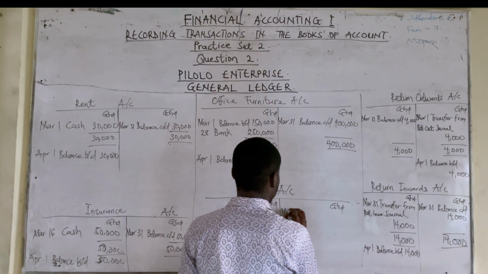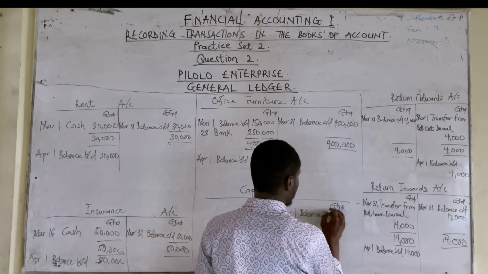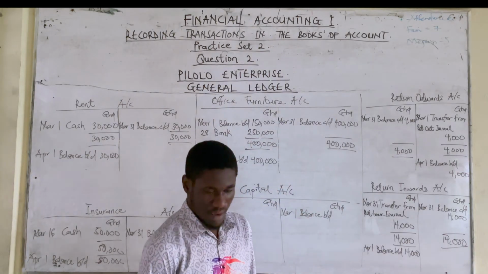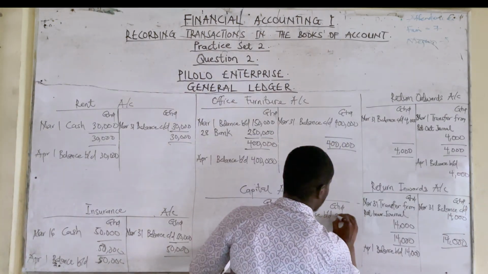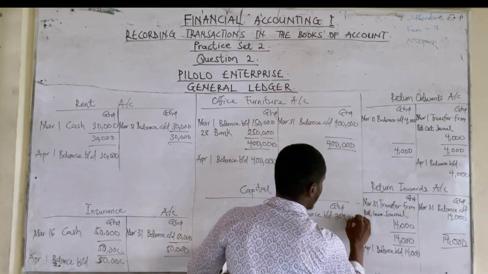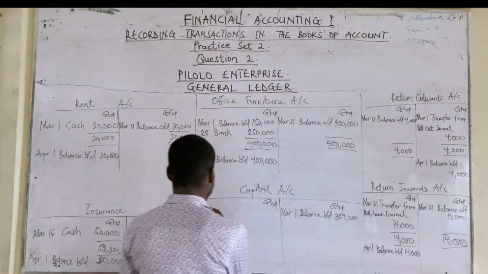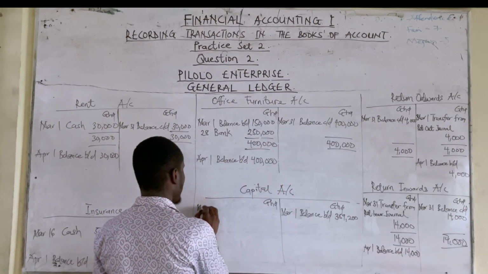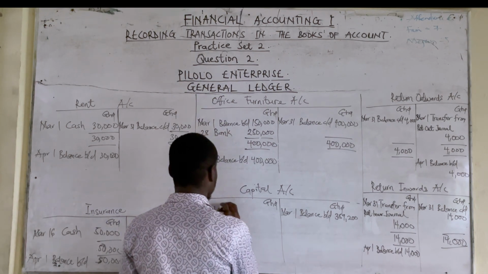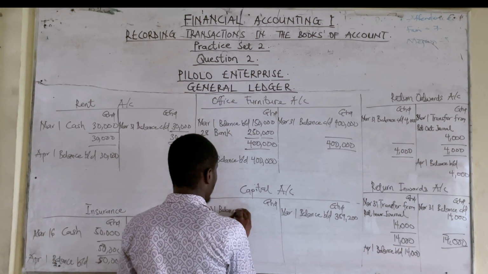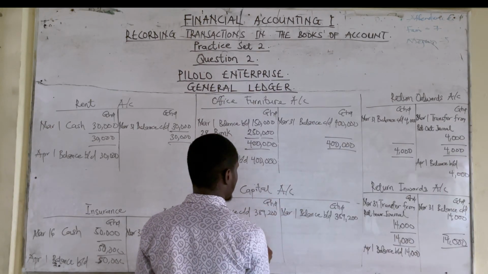So balance BD. The capital amount that we had was 389,200. That was the difference that we had in the general journal. Good. So when we come here, we will balance it off. That's the only amount we have for capital. So balance CD, 389,200. Good.